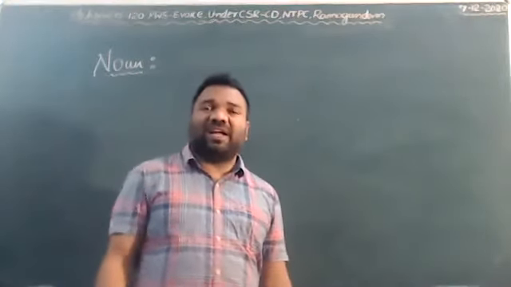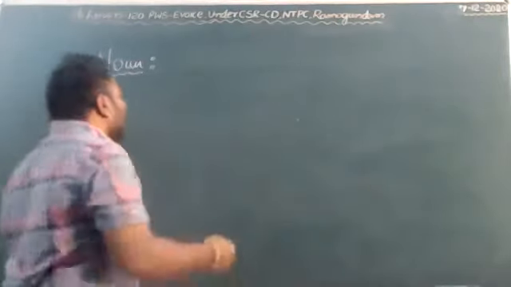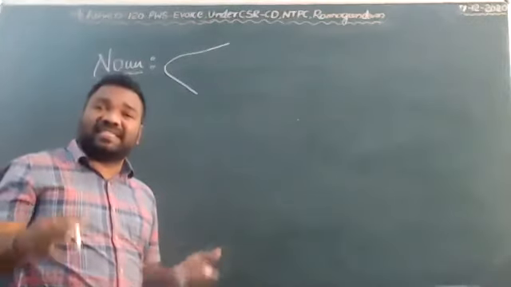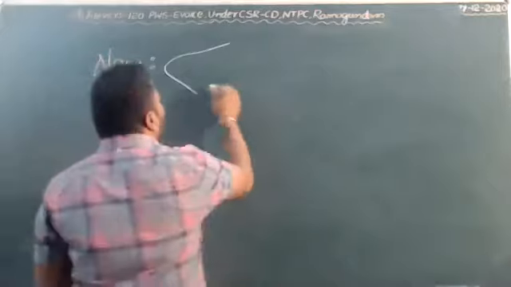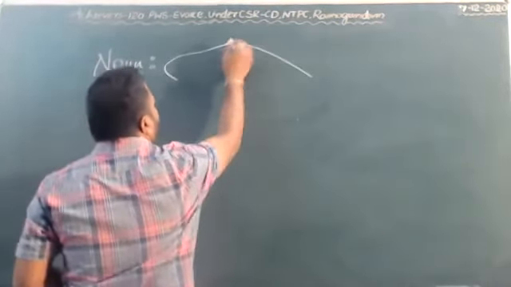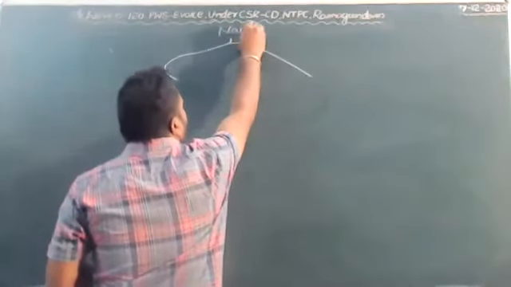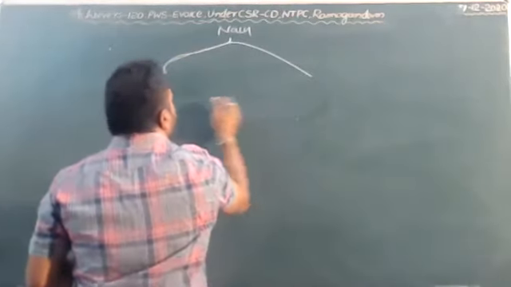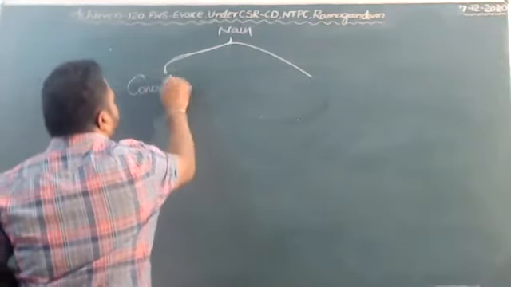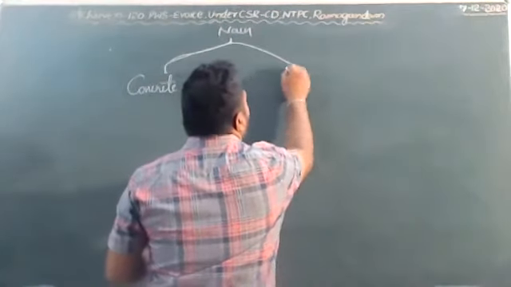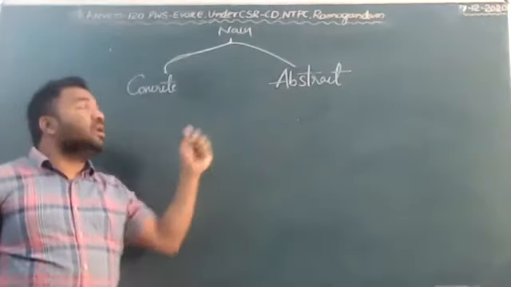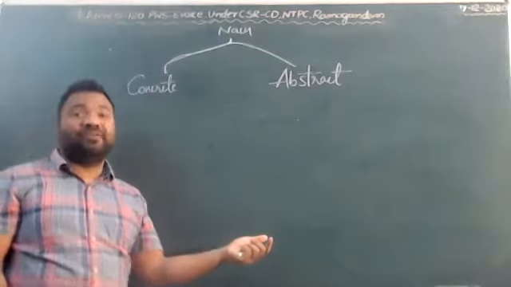Let us know now the classification of nouns, how they are classified. Like we have already learned just now, based on their physical existence, we have two kinds of nouns. First one is concrete nouns. The other one is abstract nouns. What are concrete nouns? What are abstract nouns? Let us have the information.